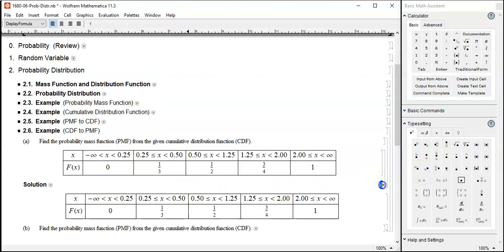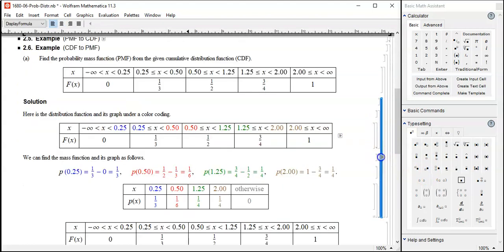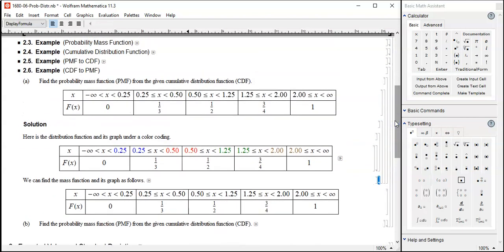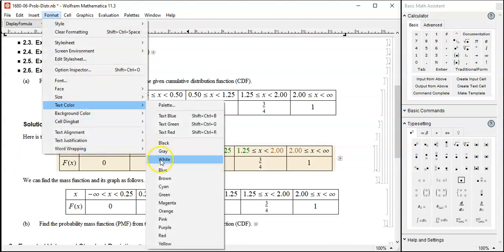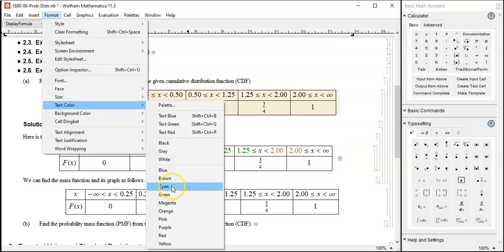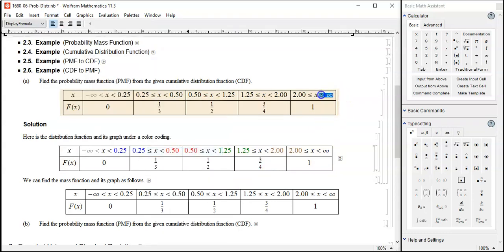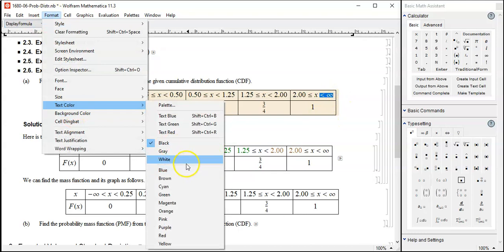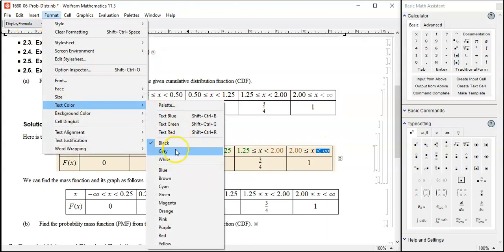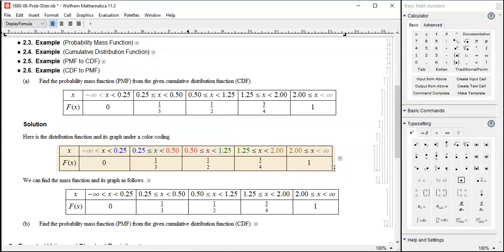Let's begin with some color coding, again just to help us out. The part less than 0.25 is not that important. Let's de-emphasize it in gray. Everything is greater than negative infinity, so there's no reason to emphasize that part. Okay, the infinity parts are now de-emphasized.